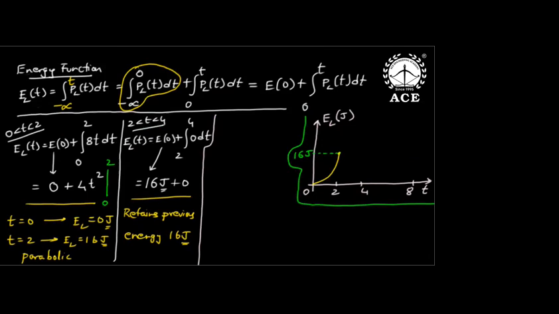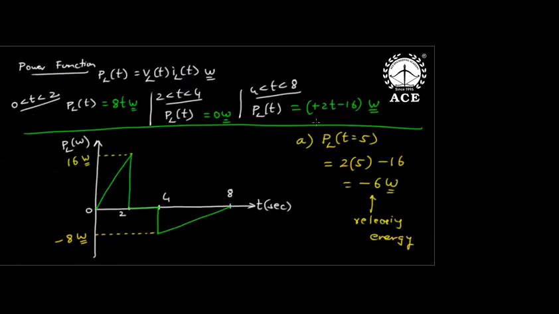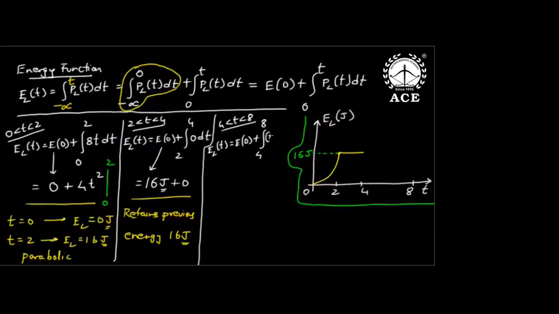That means the energy stays at 16 joules from 2 to 4. Now let us go to the 4th to 8th second. Again the same formula: the energy will be E of 0 plus the integral from 4 to 8 of the power function. But what is the power function? It is 2t minus 16, so 2t minus 16 dt.